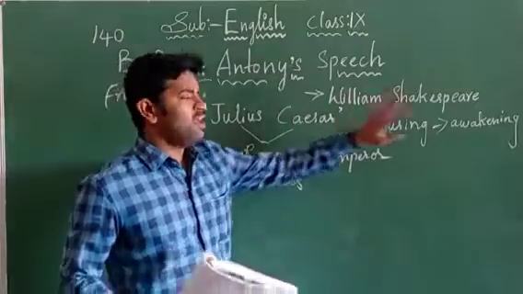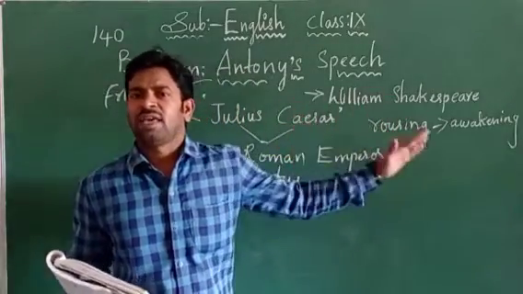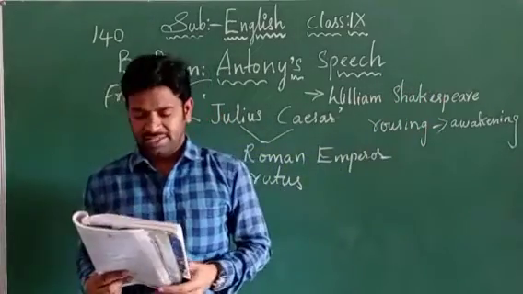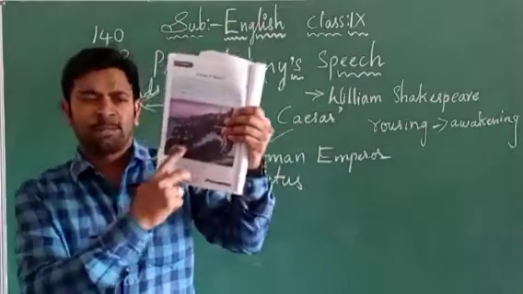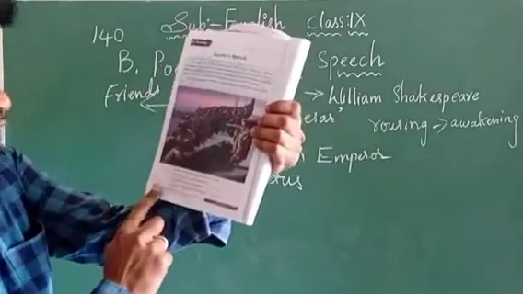In the same way, the people of Rome have also forgotten, and this Antony is giving the speech, giving awareness, by giving the awakening speech about Julius Caesar here. And he stood in front of the dead body. You can see the picture, children, here. Everybody might have seen the picture, I think, on page number 140.